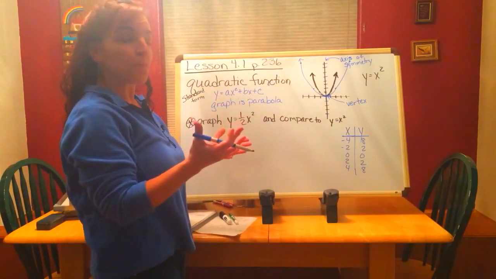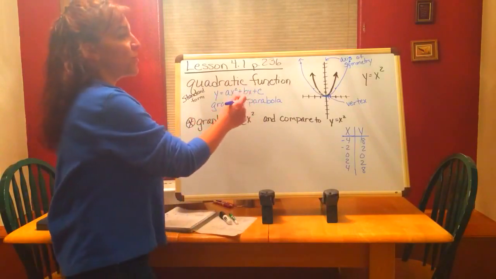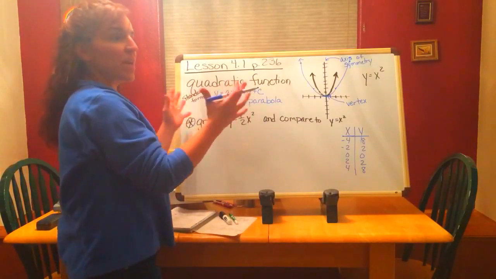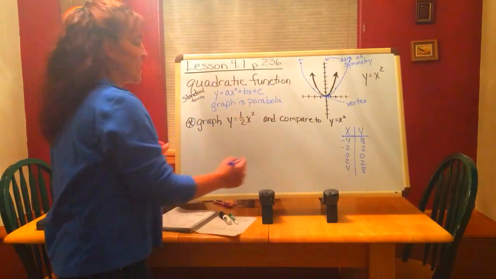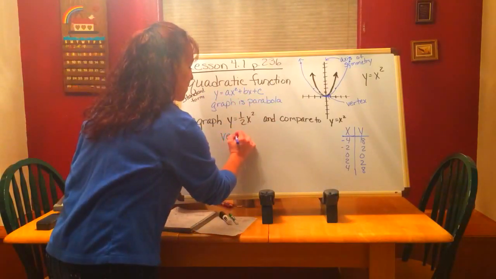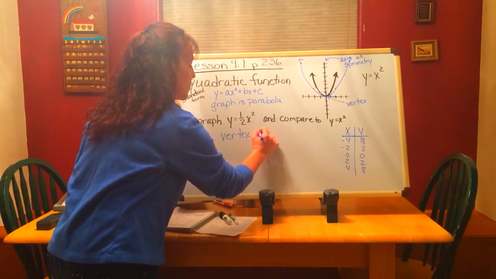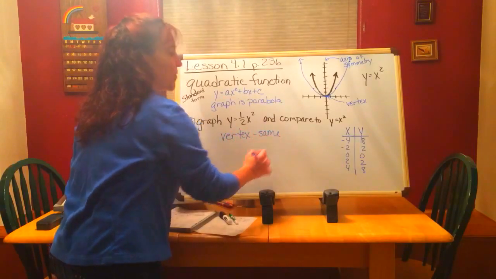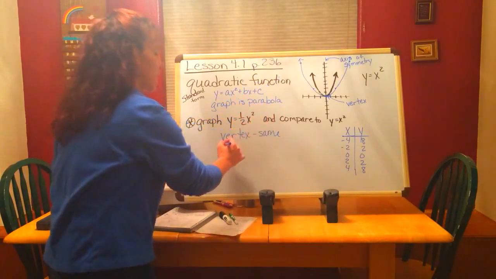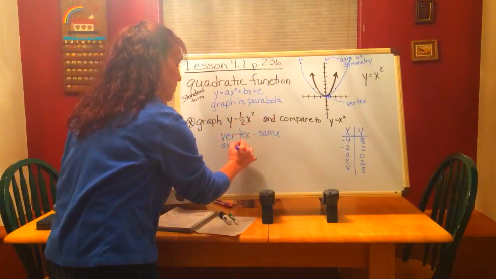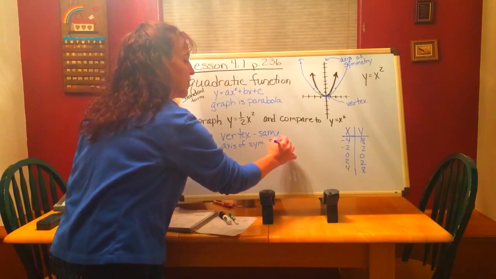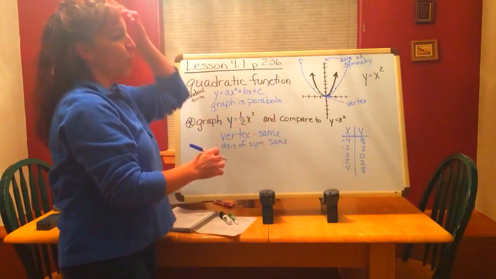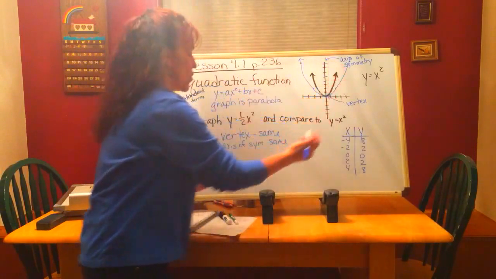And then we can compare. The things we're comparing are where's the vertex, where's the axis of symmetry, how wide or narrow is it, those types of things. You can see that the vertex is the same. The axis of symmetry is the same. But you can see that the graph is a bit wider. So the graph is wider.